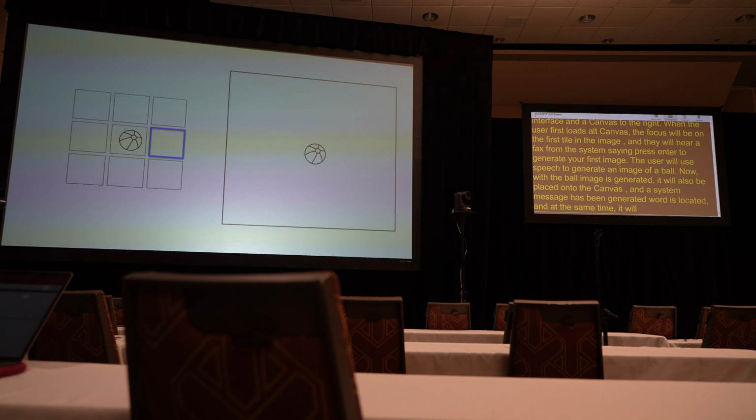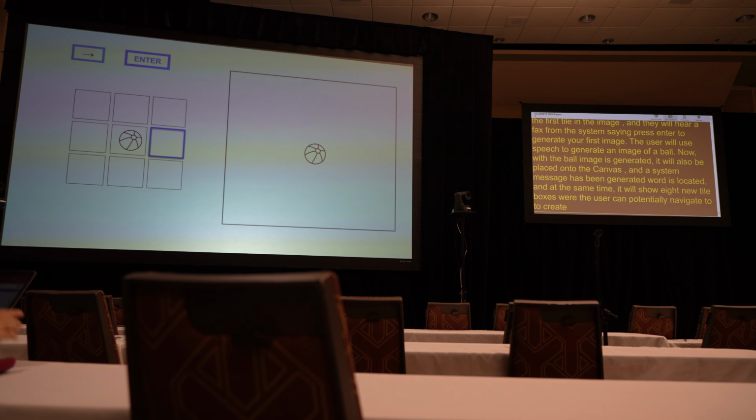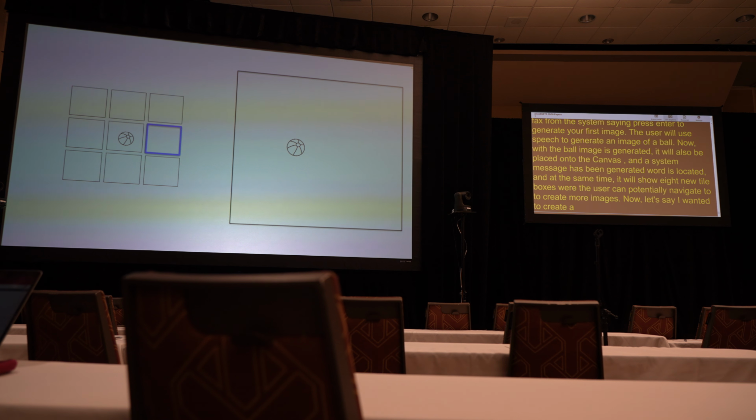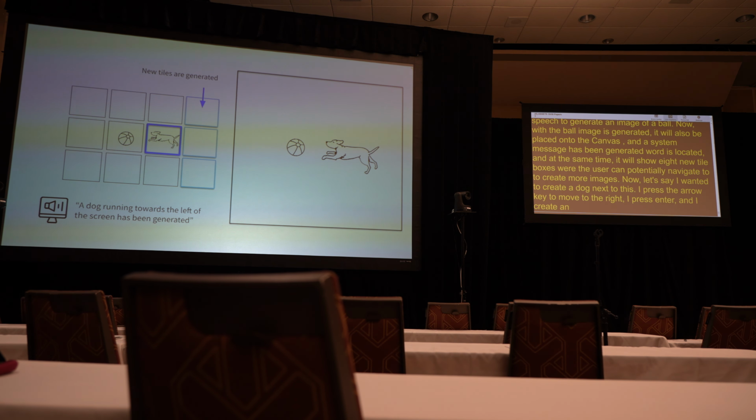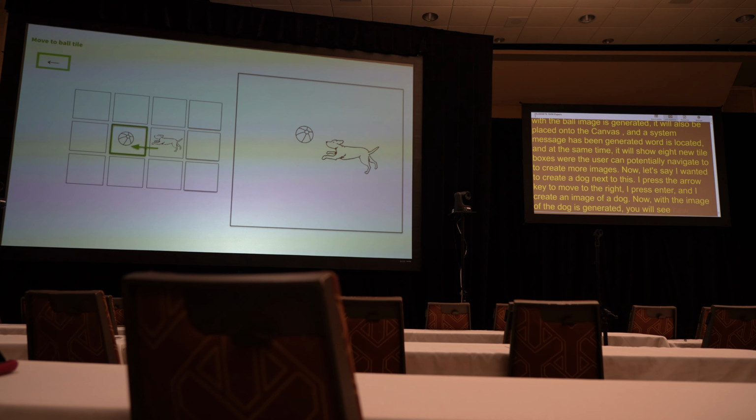Now let's say I want to create a dog next to this. I press the arrow key to move to the right, and I press enter, and I create an image of a dog. Yay. Now, once the image of the dog is generated, you will see new tiles being placed to the right of the dog that show new tile elements that have been created.